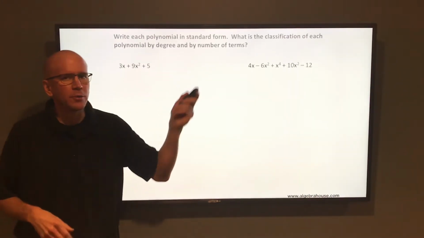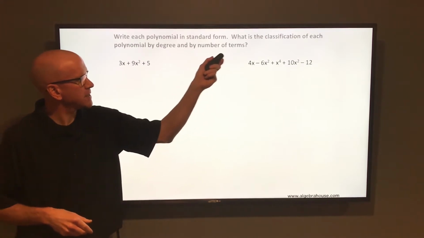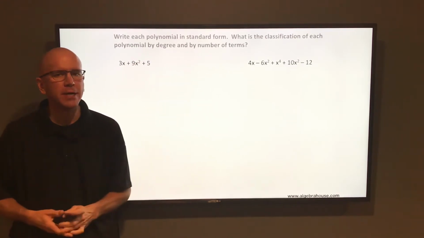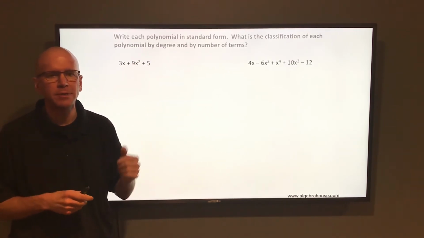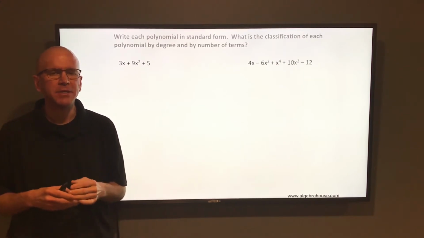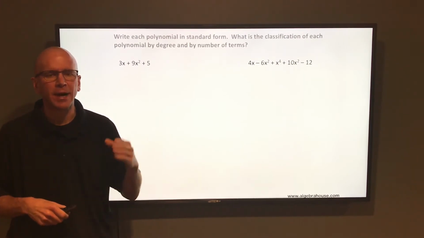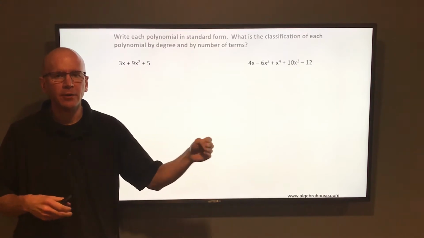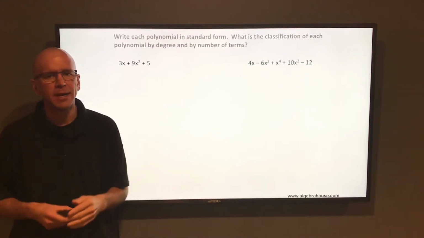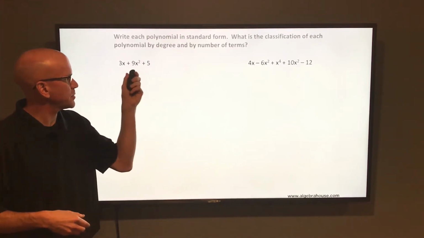Write each polynomial in standard form. What is the classification of each polynomial by degree and by the number of terms? So first thing we're going to do is get these in standard form. That is decreasing order of the exponents. So you start with the highest exponent, work your way down to no variable, no exponent, if there is that constant term. So 3x plus 9x squared plus 5.